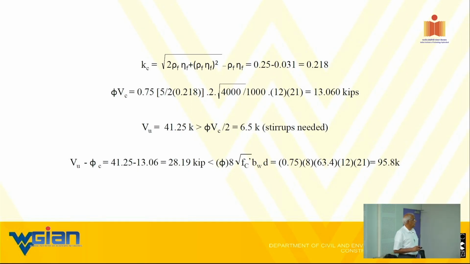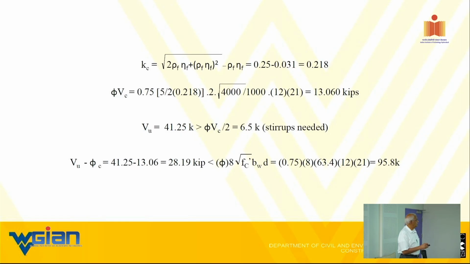I don't know whether the same requirement exists in the ACI code or in the Indian code, but we say you don't need any stirrups if the V is less than that. In other words, in this case, you do need stirrups, but we say you do not need any stirrups if it is less than that. So that V is missing here, VU minus VC.